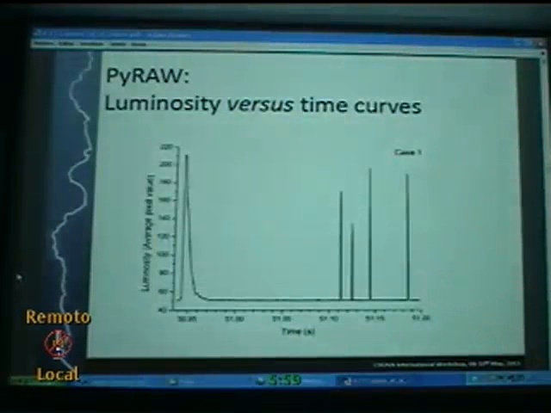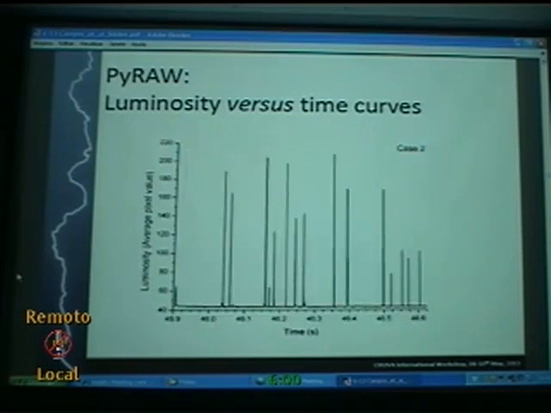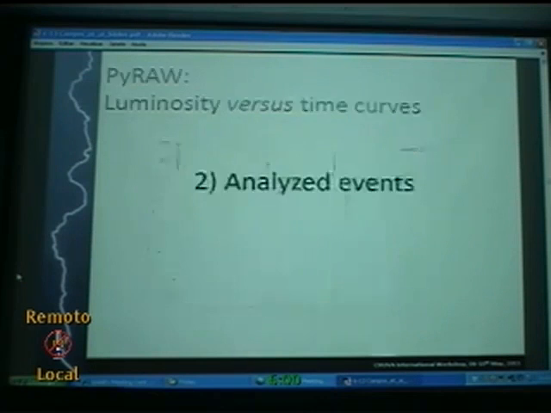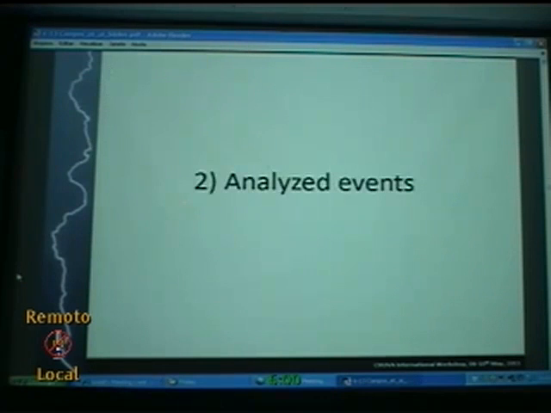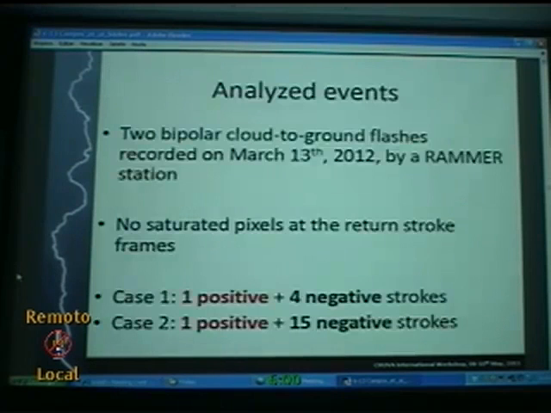And for now, we can also get luminosity versus time curves for a rectangular area that the user can choose in the video. And this is for one of the bipolar events that Antonio Saraiva mentioned in his earlier presentation. This is for the other bipolar event that I'm going to talk about in the next section. So, going to the analyzed events. We chose two bipolar flashes that were recorded on March 13th, 2012 by one of the Ramer stations. It was during the Chuva campaign. They were chosen because there were no saturated pixels at the return stroke frames.